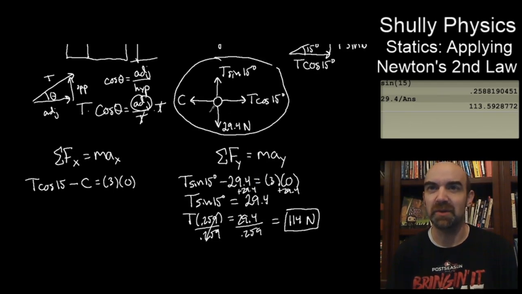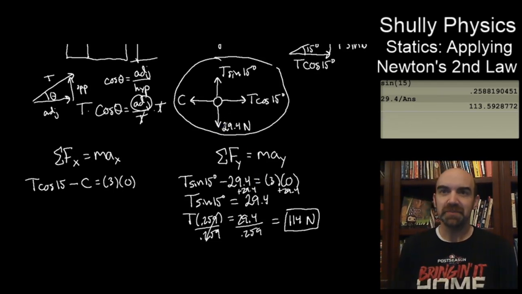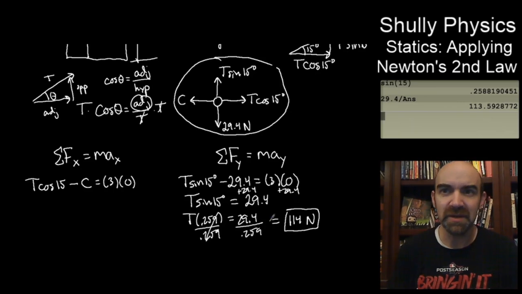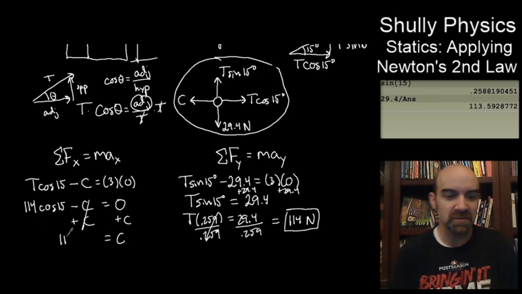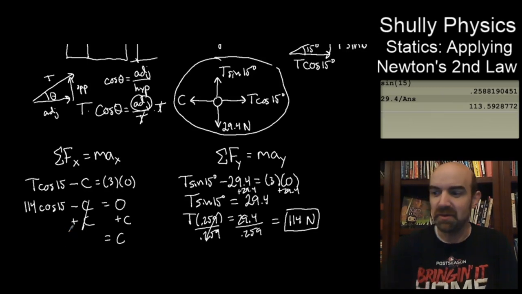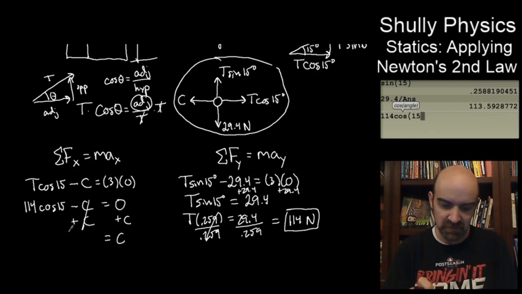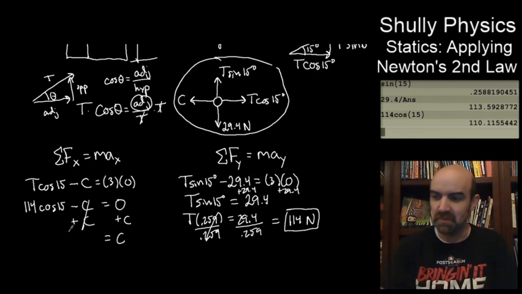Now we have the tension. And that's why I like to start with the side with a number first, because you're going to get a number out of it. And we can actually plug that in here. The tension is 114. We'll multiply that by cosine of 15 degrees minus c equals 0. I'm going to add c to both sides. That'll give us a c equals expression. So c equals 114 cosine 15. I'm going to go ahead and calculate that out. 114 cosine of 15 degrees, 110 newtons, 110.1.